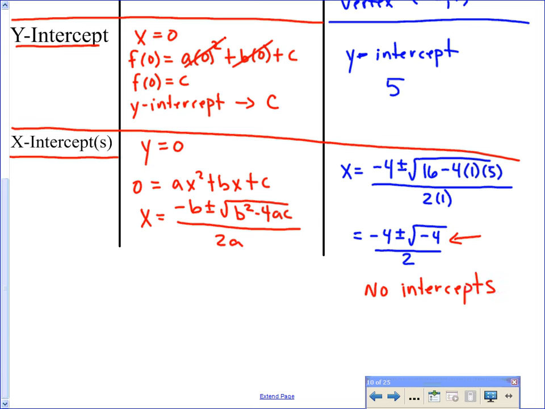Okay. And so when we look at the graph of this one, let's think about what we have. If we're just sketching a graph in this case, we already knew that our vertex was at the point negative 2, 1, so that's about right there. And it had a y-intercept of 5. So if we sketch that, you notice that it actually does not have any x-intercepts. So there are no real solutions, no x-intercepts for this function.